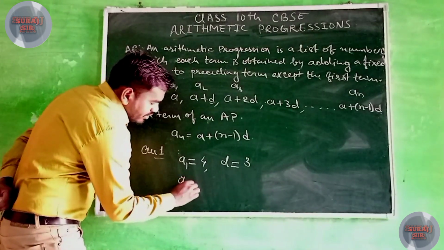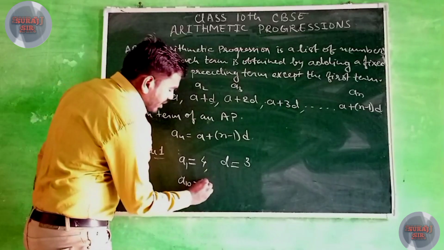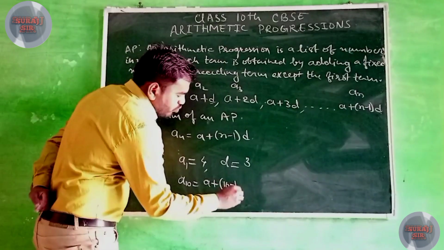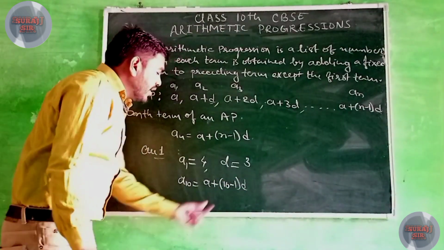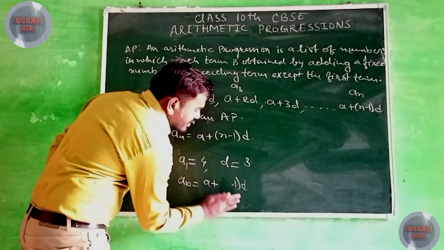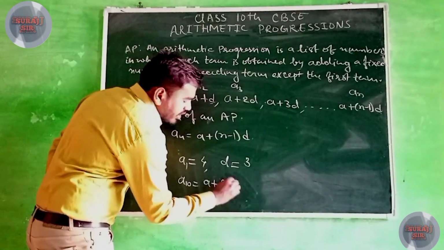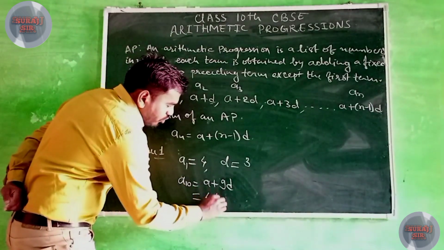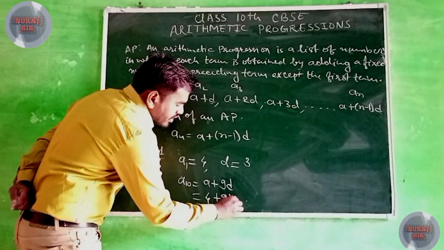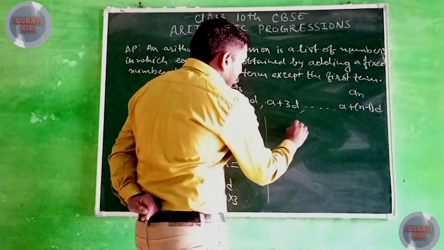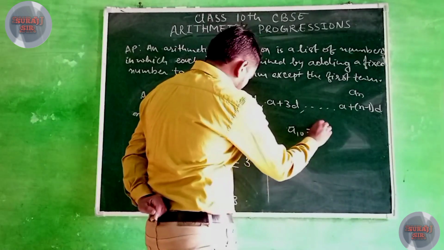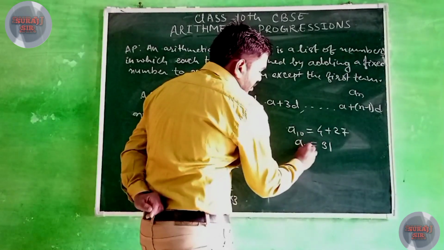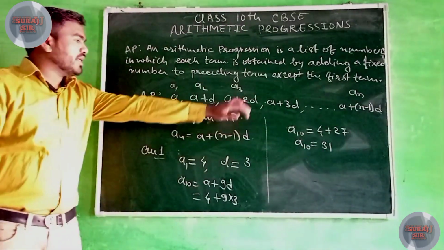So A10 is equal to what? A10 will be equal to A plus (10 minus 1) into D, right? A plus 10 minus 1 can be written as A plus 9D. So A plus 9D, we will put the values here. We get 4 plus 9 into 3. 9 3s are 27. So A10 will be equal to 4 plus 27, which is 31. So this type is very easy, beta.